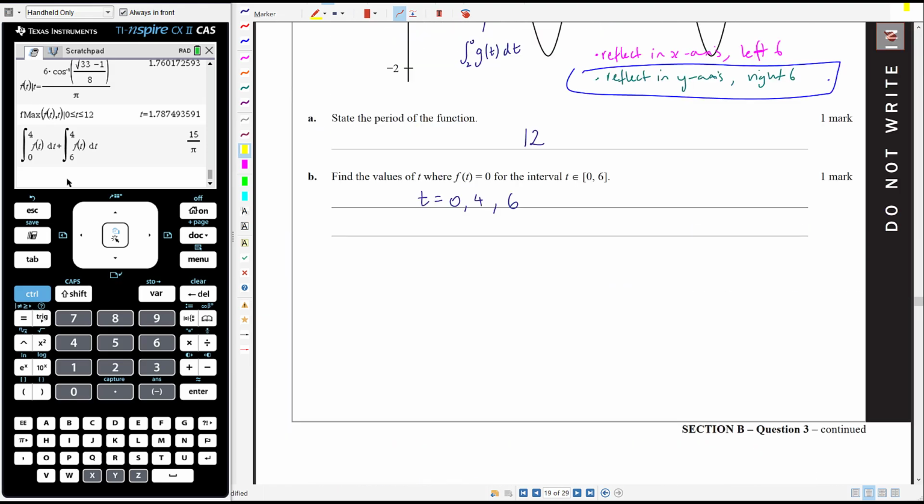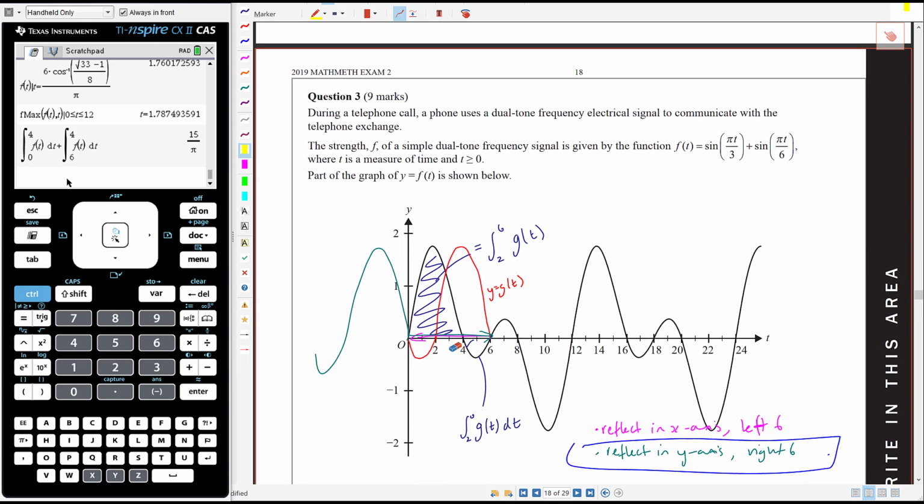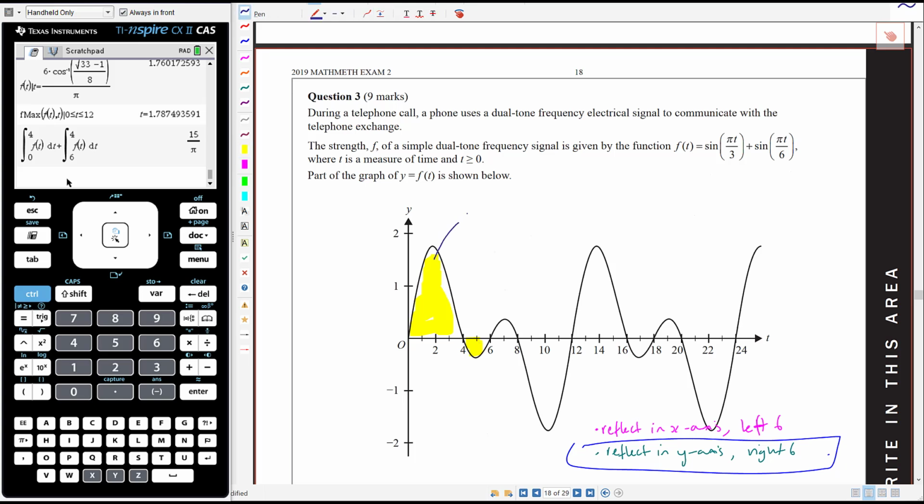So let's go back up to our graph again, which I've made a bit of a mess of. Let's get rid of all of that. So what we found in a previous part, we found these areas here. We found the areas between 0 and 6, remember? And they in total were 15 on pi. Okay. So if we want the total area between the curve and the x-axis for one period, we would also need those, and so it's going to be double 15 on pi. Okay, so 30 on pi.